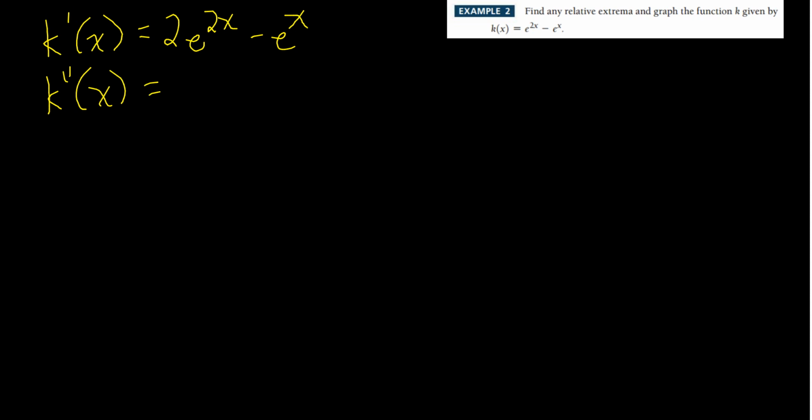Okay. Well, this one again, it's first times derivative of second, but we know that the 2 is going to be a 0. So we're going to end up with 4e to the 2x, and then of course the derivative of e to the x is just e to the x. So pretty easy right now.